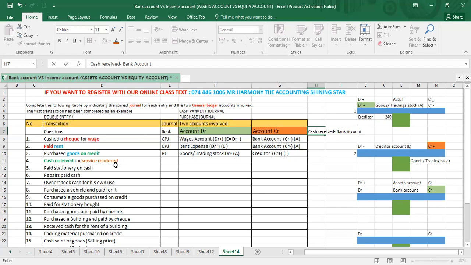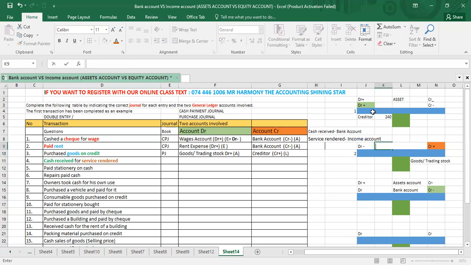We are left with service rendered. Now you also go and write service rendered. What type of account is service rendered, my student? Service rendered falls under which account? Service rendered falls under the income account. It affects our income account. Right, you are done by identifying your 2 accounts. The first account needs to be debited, the second account needs to be credited.